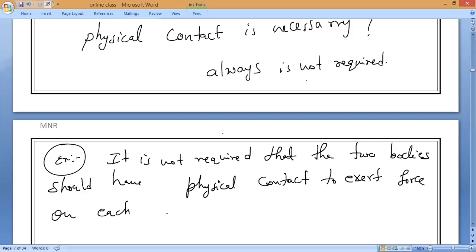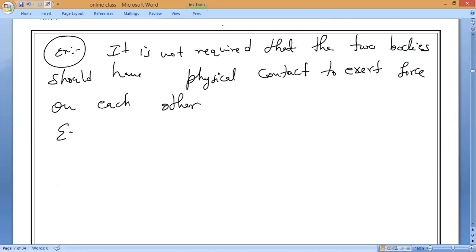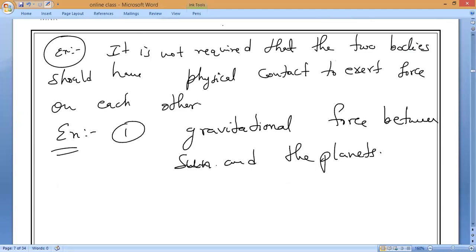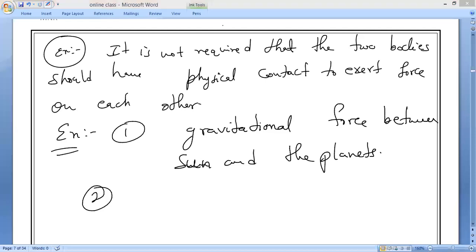So what is the first example, everyone? The gravitational force between the sun and the planets. Here physical contact is not there, but still action and reaction are there. The second one is the force exerted between two magnets which are kept apart.